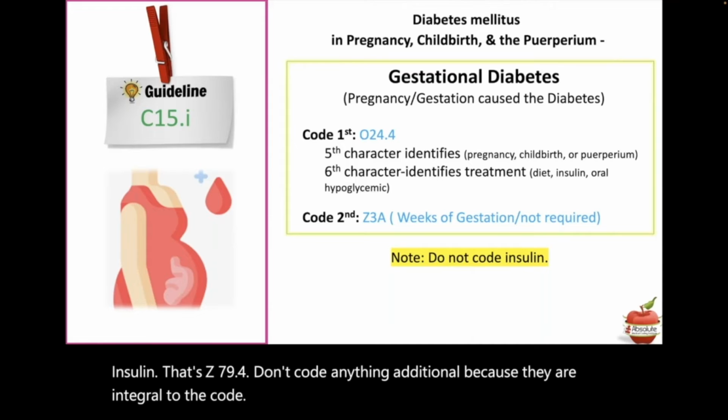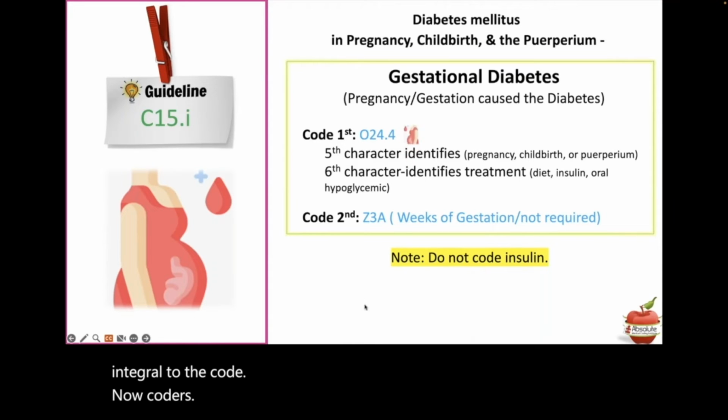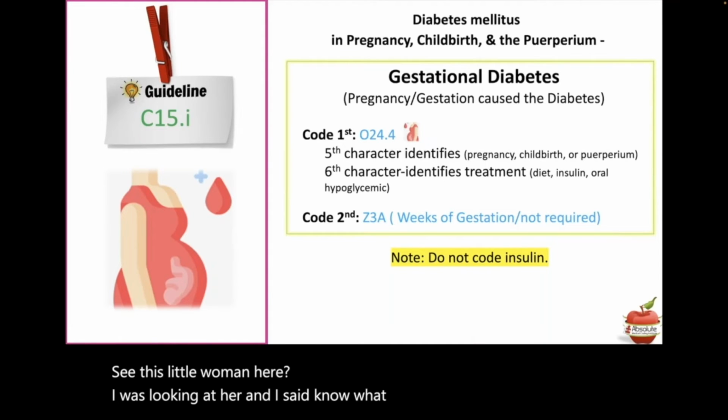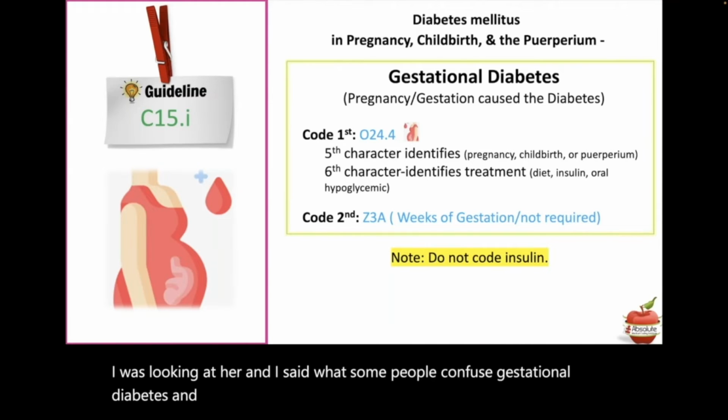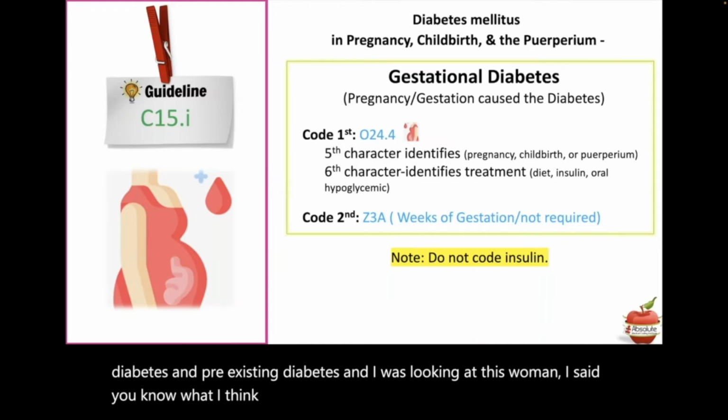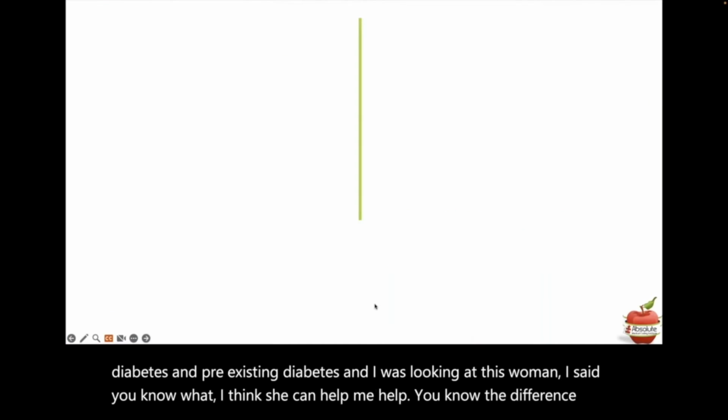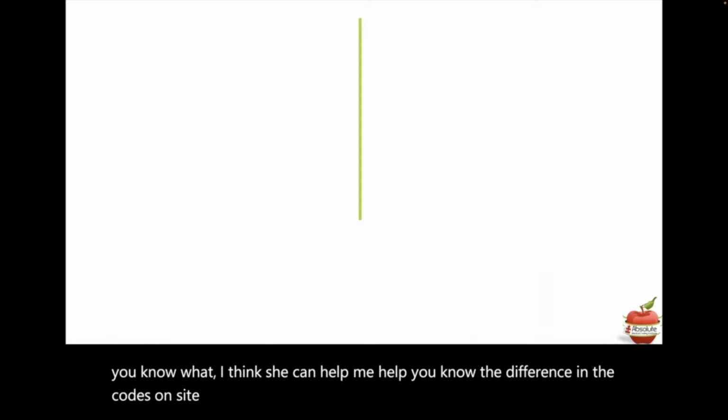Now, coders, see this little woman here? I was looking at her and I said, well, you know what? Some people confuse gestational diabetes and pre-existing diabetes. And I was looking at this woman. I said, you know what? I think she can help me help you know the difference in the codes on sight. Let me know if it works for you.